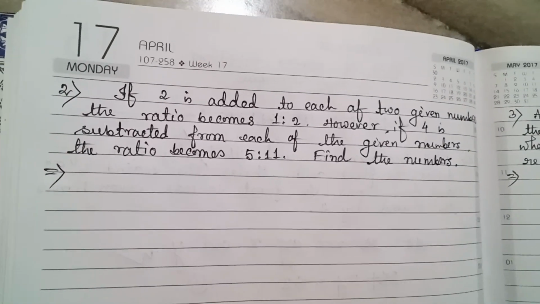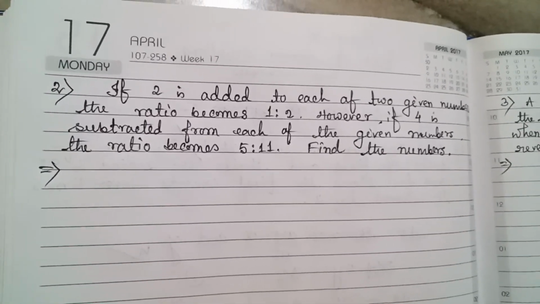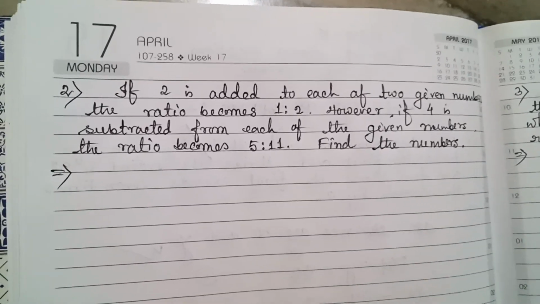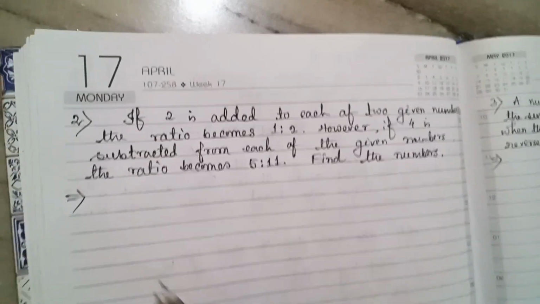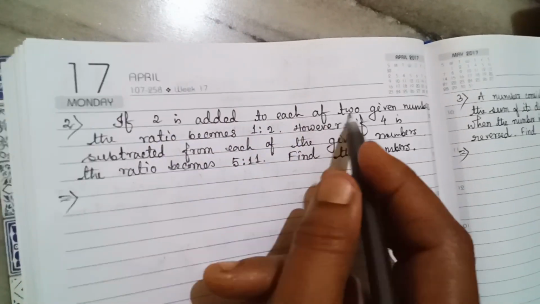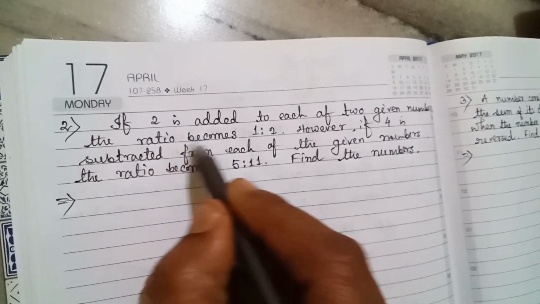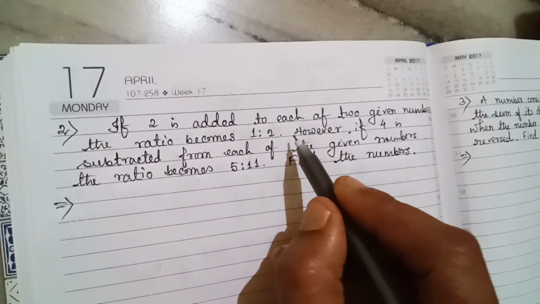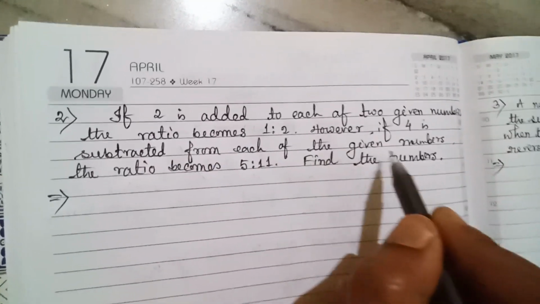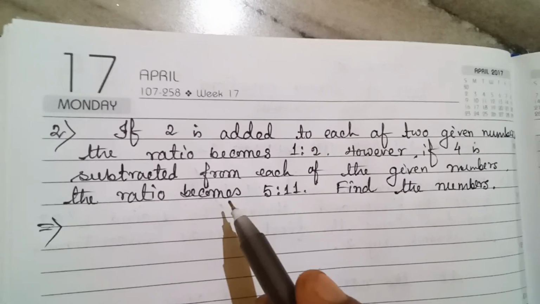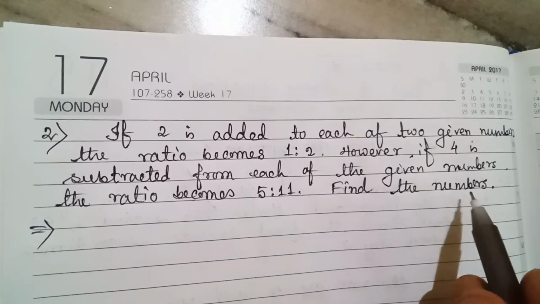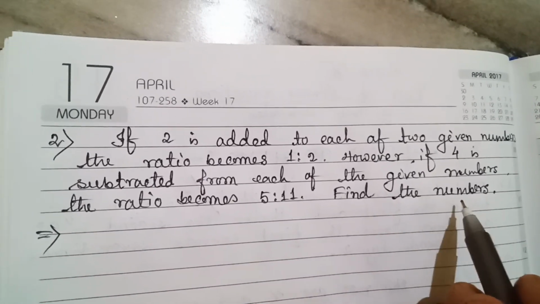Our next question, which I have chosen, is also a question depending on two numbers, but this is literally different. So the question is, if 2 is added to each of two given numbers, the ratio becomes 1:2. However, if 4 is subtracted from each of the given numbers, the ratio becomes 5:11. Find the numbers. Again, look, find the numbers. That means we have to assume the numbers.